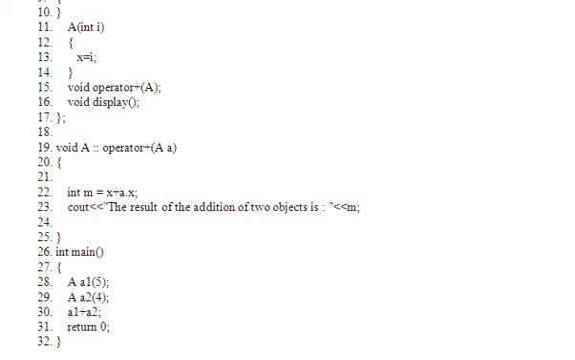A1 is an object of 5, so automatically constructor number 2 will be called and 5 is passed to I and from I to x. Now the x value of object A1 is 5. Line number 29. A2 is an object with 4, so the x value of object A2 is 4. Look at line number 30. A1 plus A2, you are adding two objects.